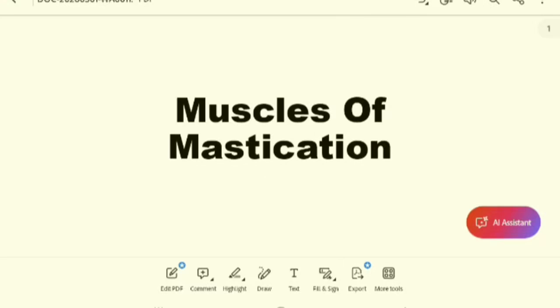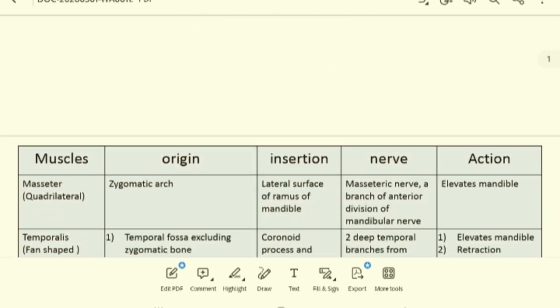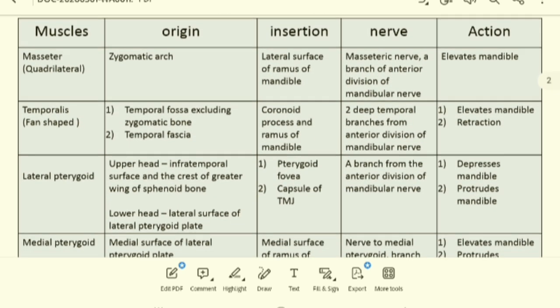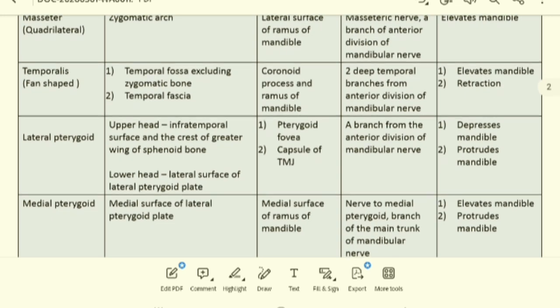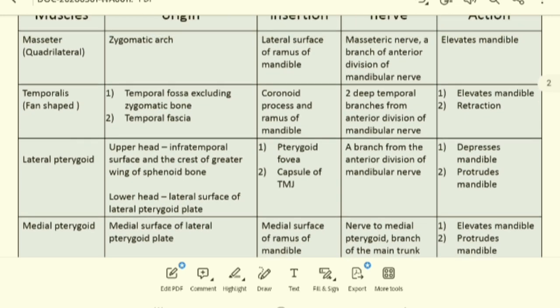Hello everyone. So today we are going to study muscles of mastication. There are four main muscles: masseter, temporalis, lateral pterygoid, and medial pterygoid.